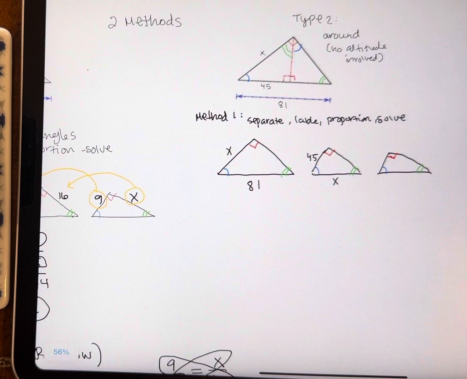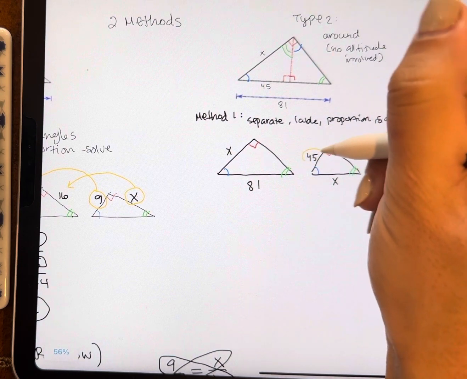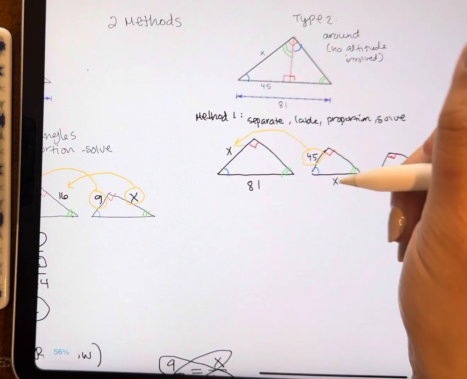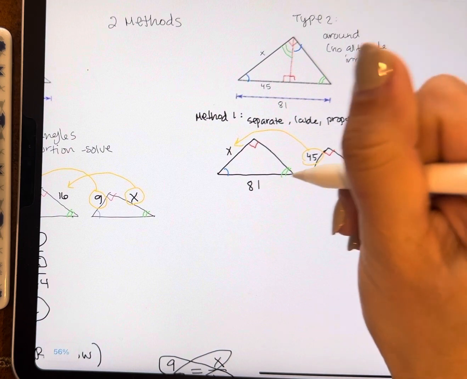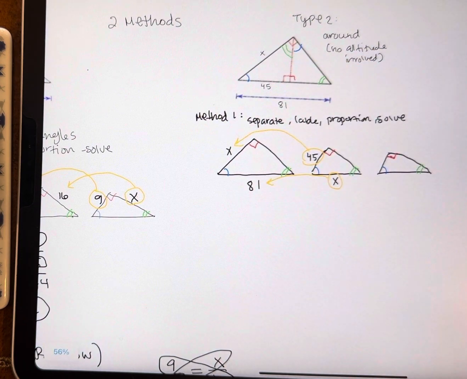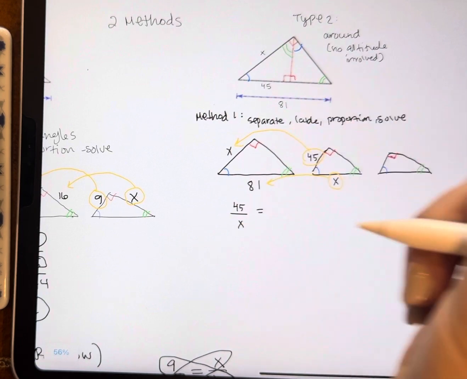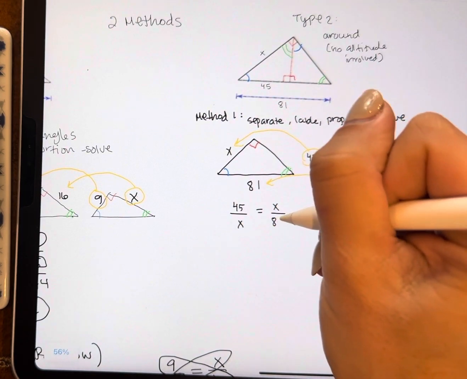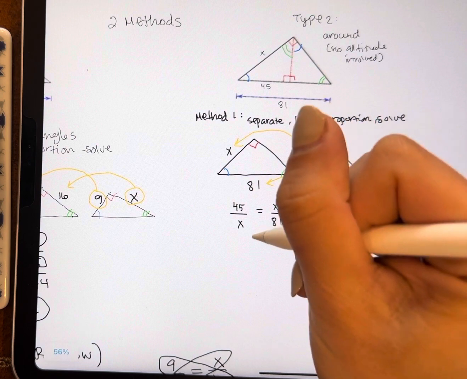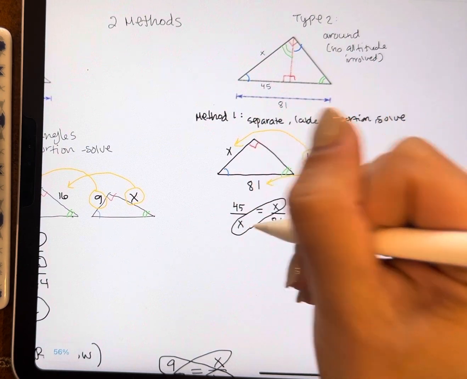So here we go. I can go 45 over x equals x over 81. And if you saw a different relationship, as long as you get the same thing after we cross multiply, you are right. So 45 over x equals x over 81. And then we get that, we cross multiply.